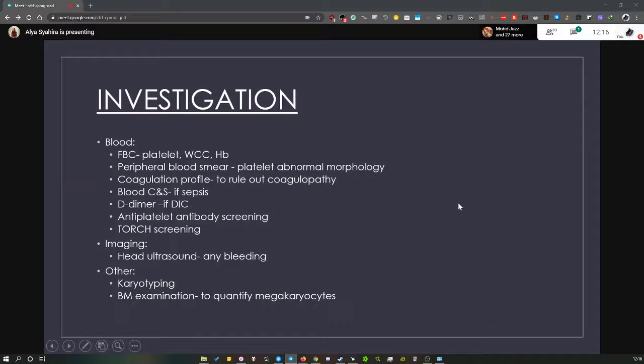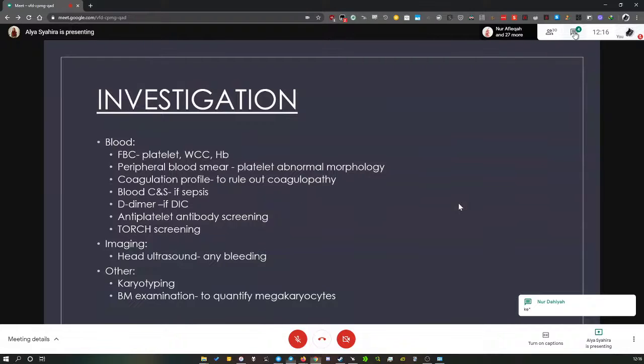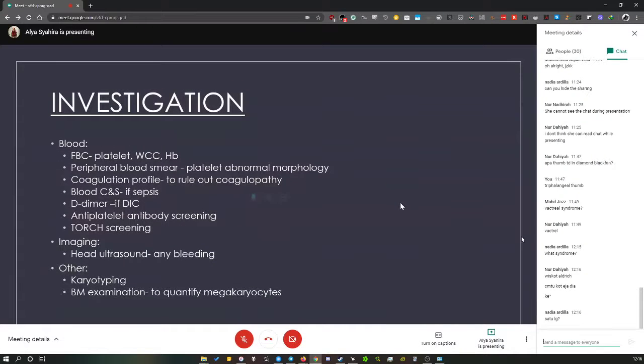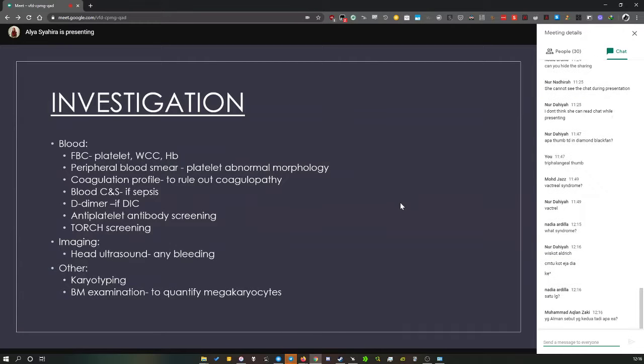Okay, and then we can also do blood culture and sensitivity if we suspect the patient to have sepsis. And D-dimer is rarely done, but it can be done in a patient with DIC. And then antiplatelet antibody screening if we suspect the infant has thrombocytopenia caused by immune mechanisms. And then TORCH screening, because TORCH infection can cause thrombocytopenia.